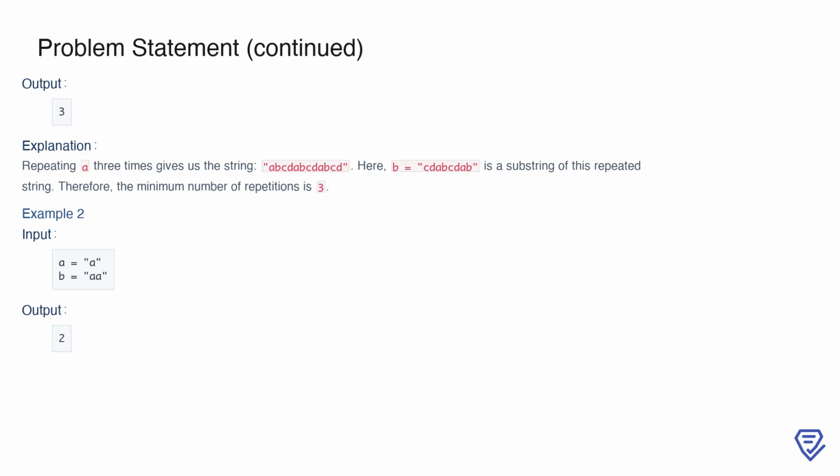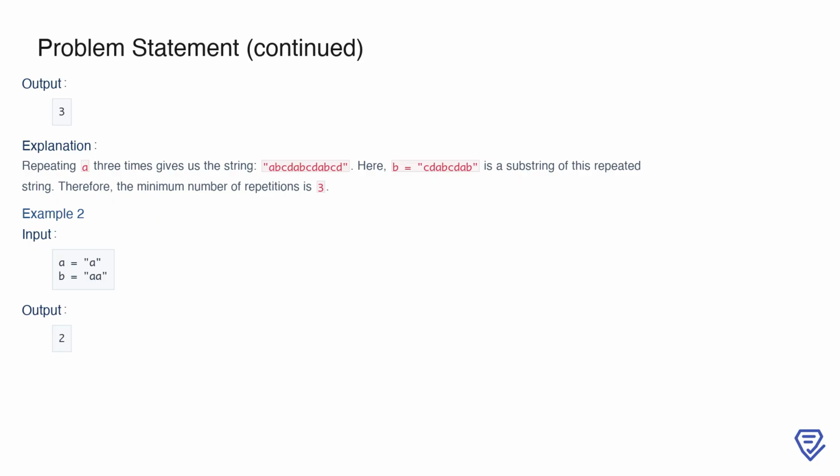In the first example, we're given A equals ABCD and B equals DAB. The output here is 3. Why? Because if we repeat it 3 times, we get the string ABCDABCDABCD. Within this repeated string, we can clearly see that B equals DAB appears as a substring. Therefore, the minimum number of repetitions required is 3.